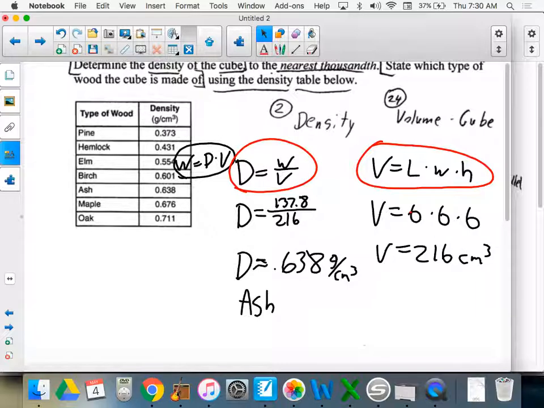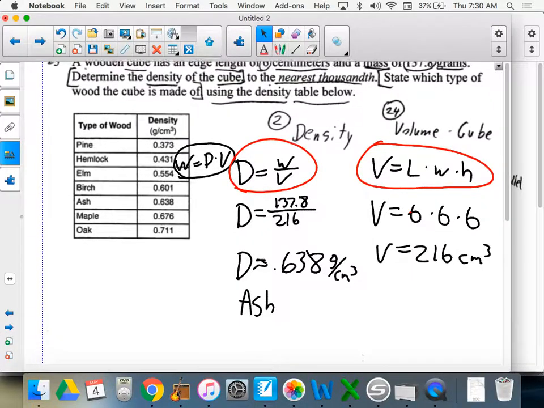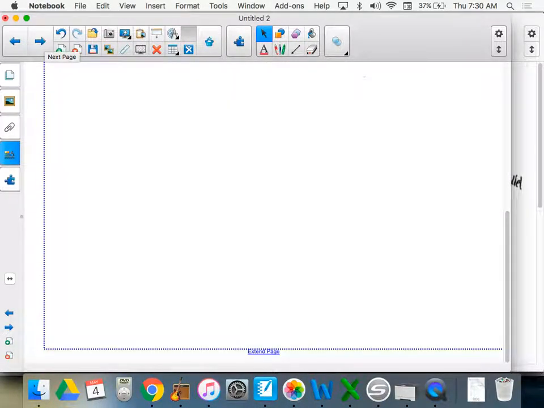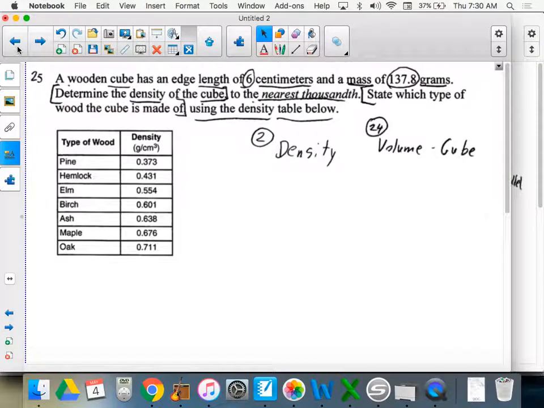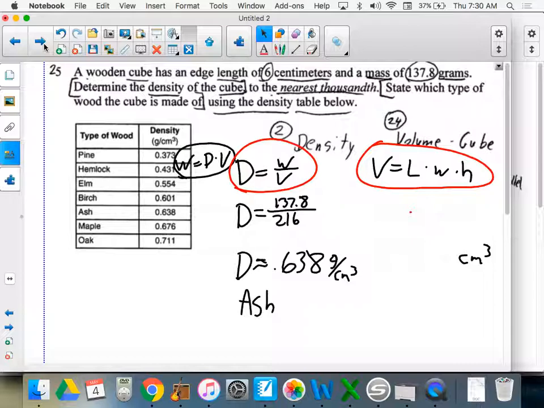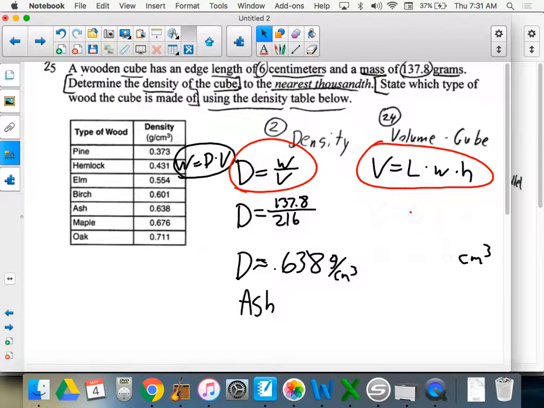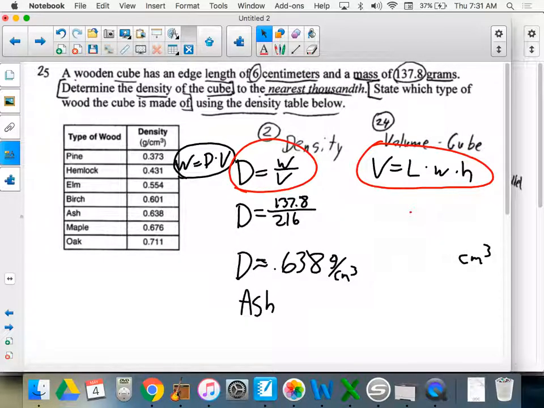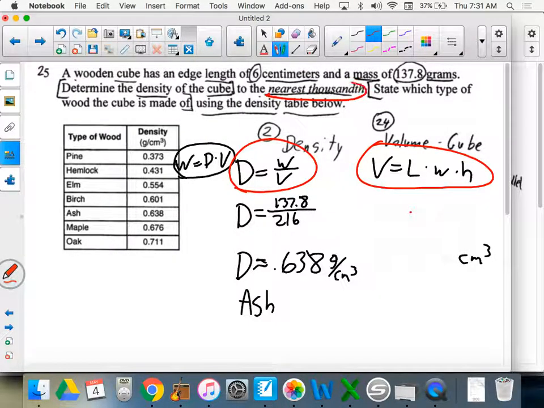Once you have that, they told us that the weight for this problem was 137.8 grams, so 137.8 divided by 216 would give us a density of approximately 0.638. We did that because they wanted us to round to the nearest thousandth.